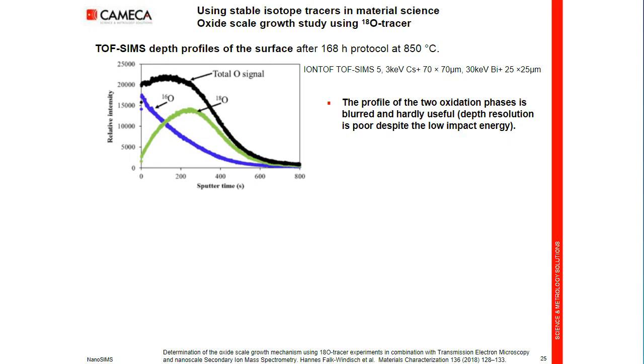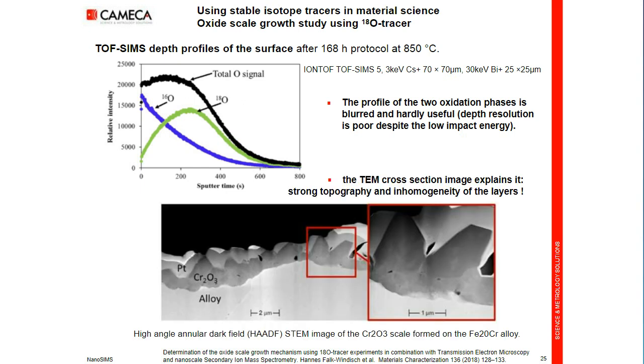This can be studied, and was studied, by direct depth profiling using a NanoSIMS 50. And you see the depth profile showing the surface enriched with oxygen-16 and the intermediate layer oxidized with oxygen-18, but the depth profile doesn't bring much information. Why? This can be explained by looking at the TEM cross-section. You see that the surface and the interfaces are extremely inhomogeneous. So the depth resolution is totally destroyed by this roughness.